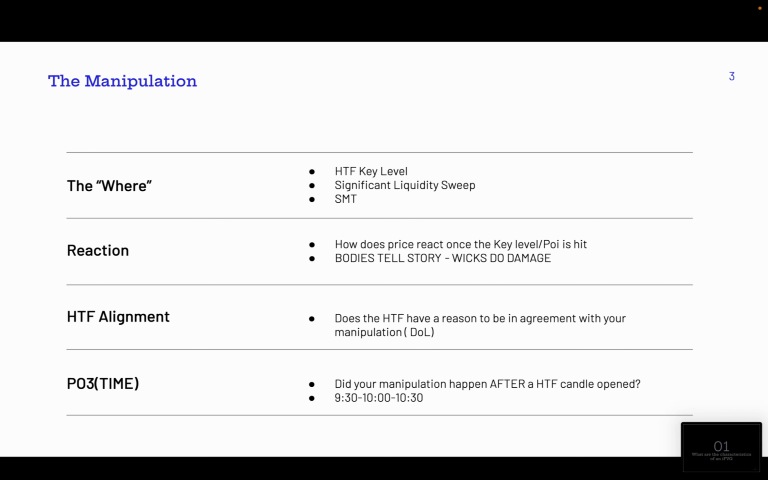And then PO3. What do I mean by PO3? I'm really just referencing the time aspect of trading. Did your manipulation happen after a high time frame candle opened? You don't want your entry at 9:29 because what happens at 9:30? Well, it's market open. It's a 30-minute candle. Manipulation happens, so you don't want to get reswept. And this ties back into having the where, right? And then 10 a.m., 4-hour candle, you don't want to get swept out. The same thing goes for 10:30. It's a 30-minute candle. So after a high time frame candle open. If you have more questions about this, I have a video up on it. I'm not really going to dive super deep into PO3 this video, so check that out if you're curious.